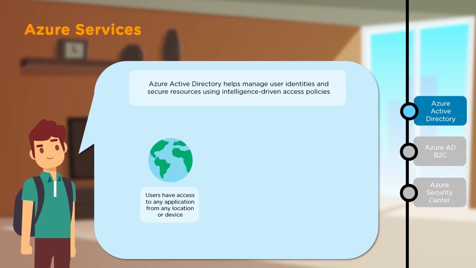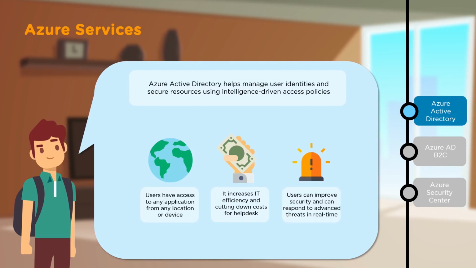So with this, you can manage user identities and make sure the resources are kept safe with the help of access policies. Most of these are intelligence driven. One of the main features is that you can have access to your applications from any location or device. It helps increase your efficiency and helps cut costs when it comes to having a help desk. It can also help improve security and can respond to advanced threats in real time.